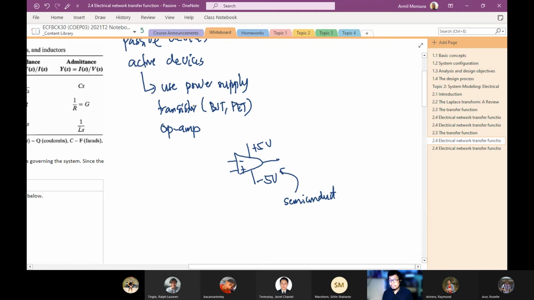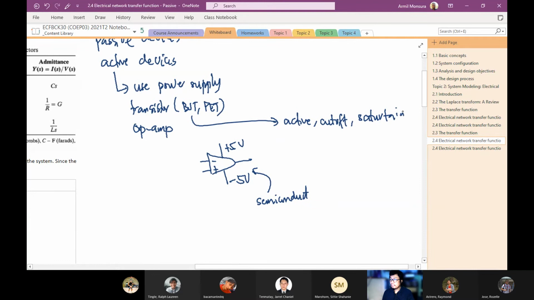Same thing with transistor. Transistor uses power supply para i-bias niya yung sarili niya, para mapunta siya sa isang operating region or operating point where it is intended to use. For example sa case ng BJT, tatlo kasi yung operating modes ng BJT. Whether it's active, cut off, or saturation.